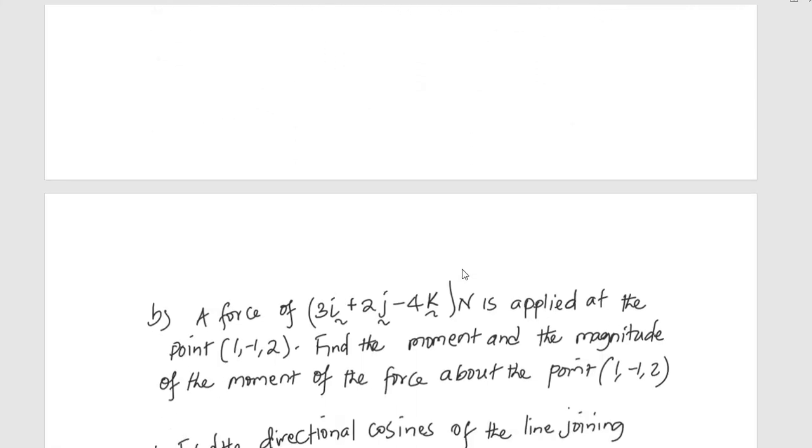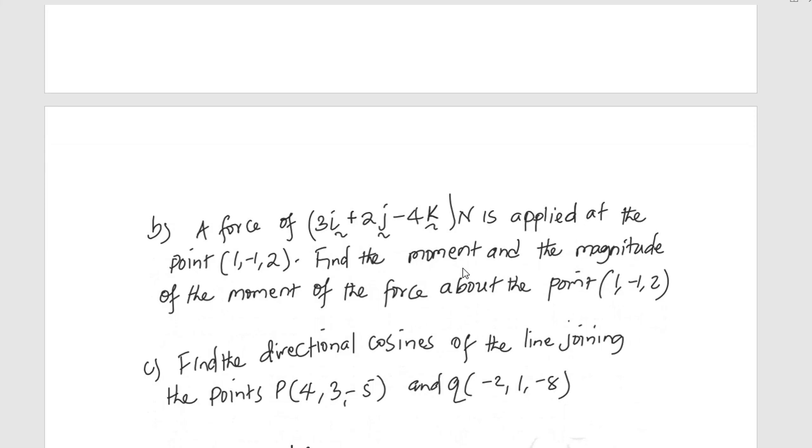Let us look at part B of this question, which says a force of 3i plus 2j minus 4k newtons is applied at the point (1, -1, 2). Then find the moment and the magnitude of the moment of the force about the point (1, -1, 2).